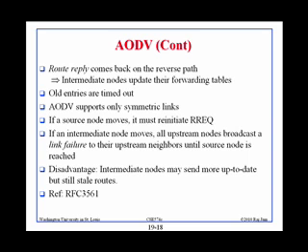If an intermediate node moves, all upstream nodes broadcast a link failure to their upstream neighbors until a source node is reached. So when somebody moves, everybody will tell the source that, okay, this link is no longer good. Disadvantage is that intermediate nodes may send more up-to-date but still stale routes.